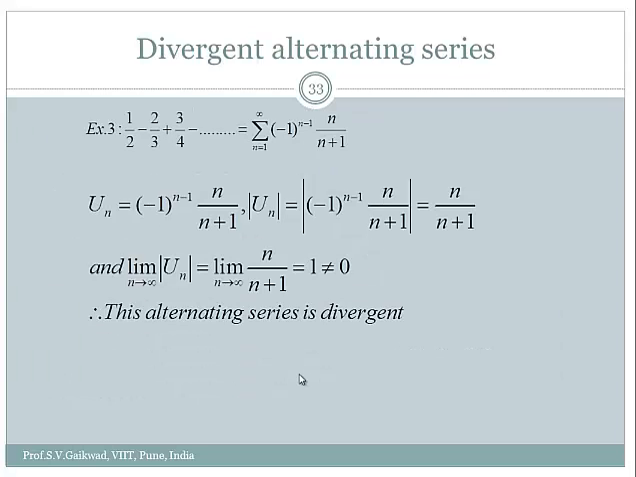Now this is the example of a divergent alternating series. This is the series here: 1 by 2 minus 2 by 3 plus 3 by 4 and so on. This is un, and mod un is n upon n plus 1. If you find its limit as n tends to infinity, it is 1, which is not equal to 0, so this alternating series is divergent.